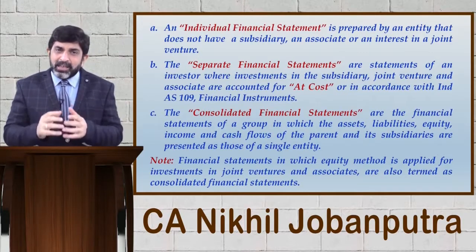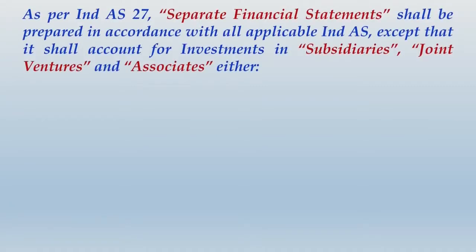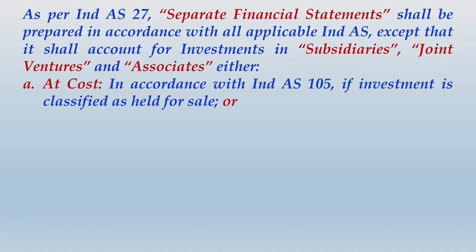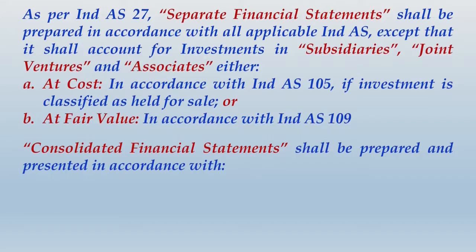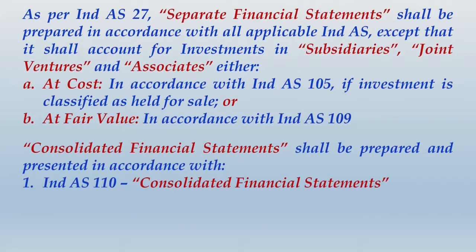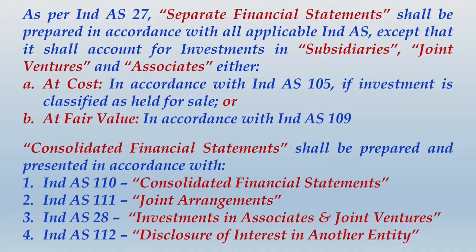So before we proceed ahead, let me give you a note on that and your attention on the screen please. So what we have just discussed, as per Ind AS 27, separate financial statements shall be prepared in accordance with all applicable Ind AS, except that it shall account for investment in subsidiaries, joint ventures and associates either at cost in accordance with Ind AS 105 if investment is classified as held for sale, or at fair value in accordance with Ind AS 109. Consolidated financial statements shall be prepared and presented in accordance with Ind AS 110, that is consolidated financial statements, Ind AS 111, that is joint arrangements, Ind AS 28, that is investment in associates and joint ventures, and Ind AS 112, that is disclosure of interest in another entity. So friends, write down these notes and then we shall move ahead.